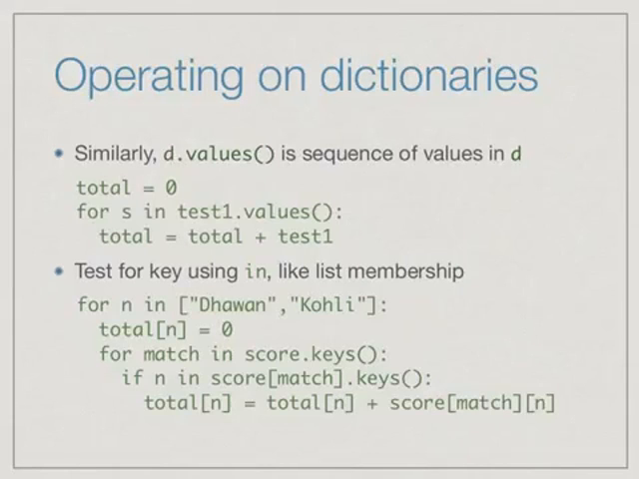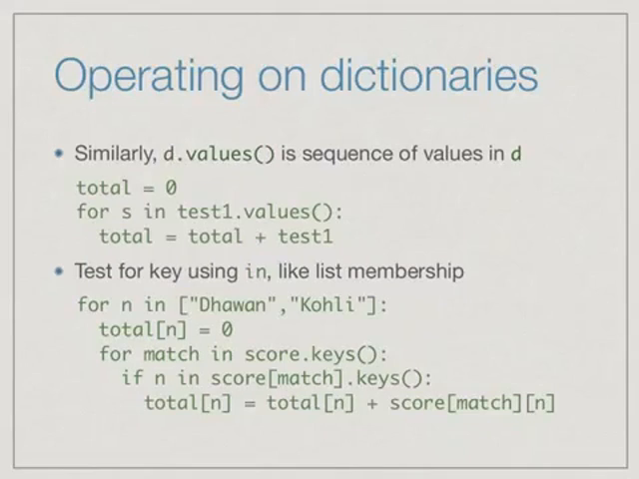Okay? So if I want to add up the scores for individual batsmen, but I don't know if they batted in each test match, so I will say for each of the keys, in this case Dhawan and Kohli, initialize a dictionary, which I have already set up, not here. I would have said that total is a dictionary. So total with key Dhawan is 0, total with key Kohli is 0.